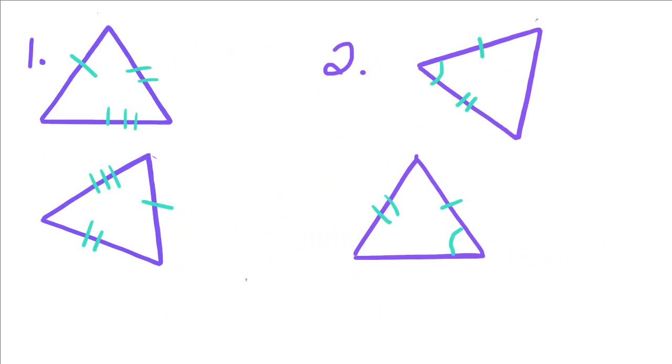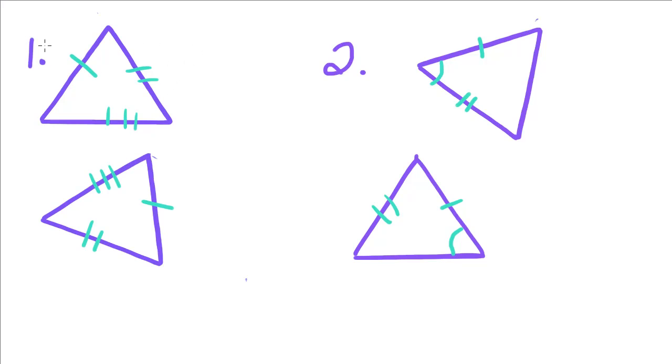So let's do some examples. So we're going to state whether these triangles are congruent. And if they are congruent, we're going to say whether it was by side, side, side, or side, angle, side. If we find that these triangles aren't congruent, we're just going to put neither.